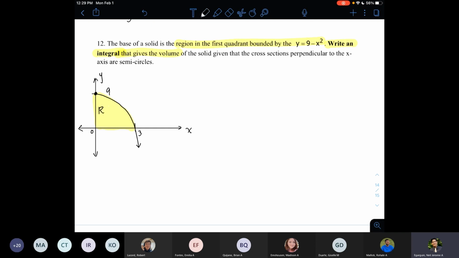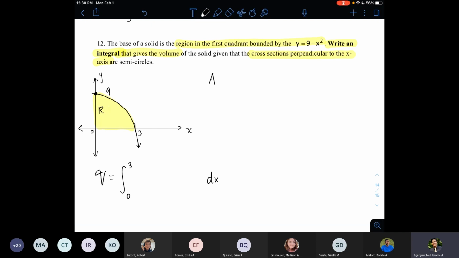Okay. And then we were told next that the cross sections are perpendicular to the x-axis. So that means I know that the volume would be in terms of the variable x, because the cross sections are perpendicular to the x-axis, right? So my bounds would be bounds for x. From the figure, I already figured out that the region will start at x equals 0 and will end when x is equal to 3. And then what's left to be determined is the integrand.